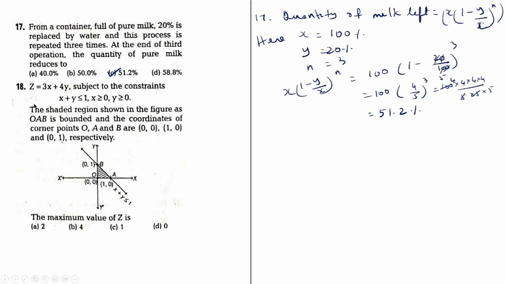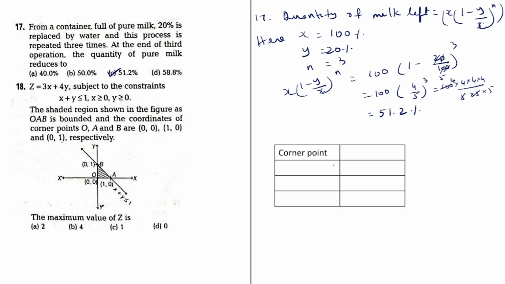Z is equal to 3x plus 4y subject to the constraints x plus y less than or equal to 1, x greater than or equal to 0, y greater than or equal to 0. The shaded region shown in the figure as YAB is bounded, and these are the coordinates of the corner points. We have to find the maximum value of Z.